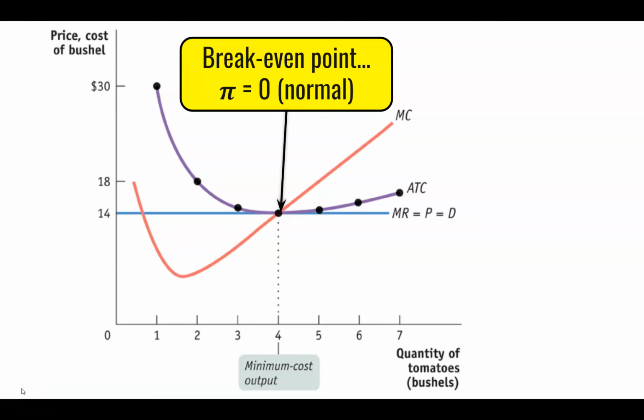And when price and average total cost are the same, we have what's known as the break-even point. The break-even point is where profit is 0 or normal. So anytime you have this sort of confluence or intersection of marginal revenue, marginal cost, and average total cost at the same point, you have profit of 0.